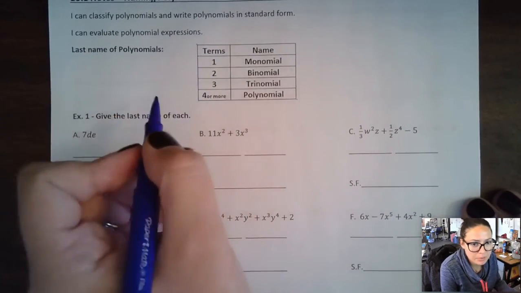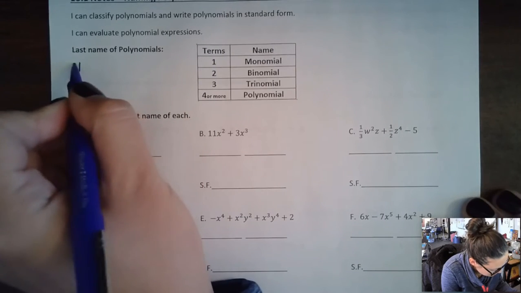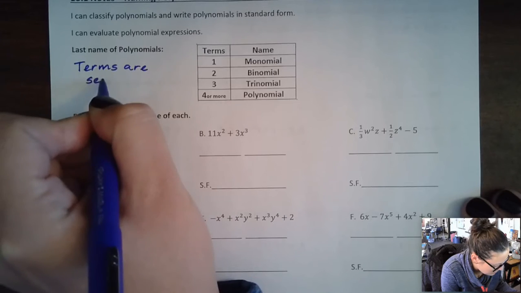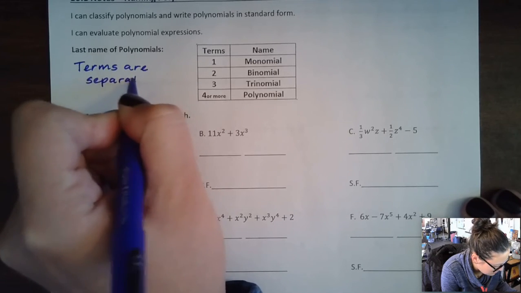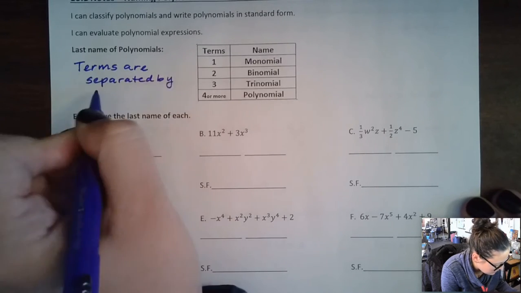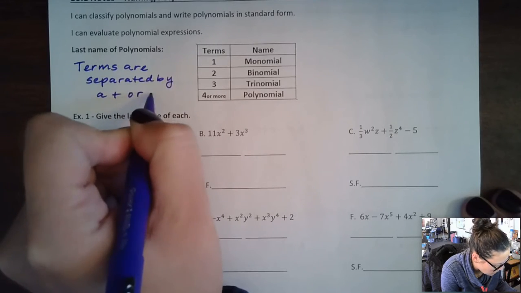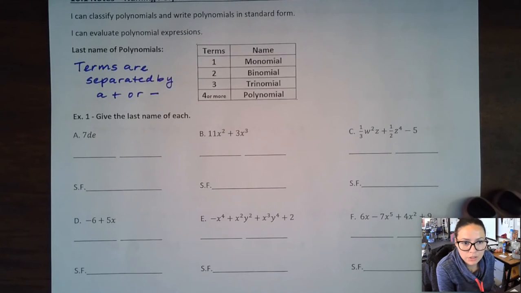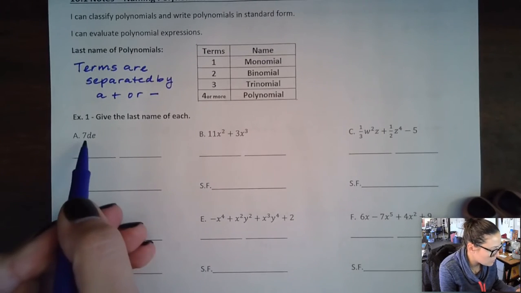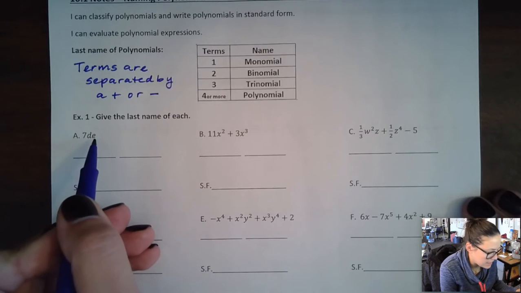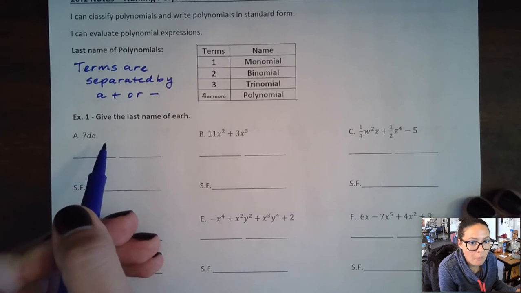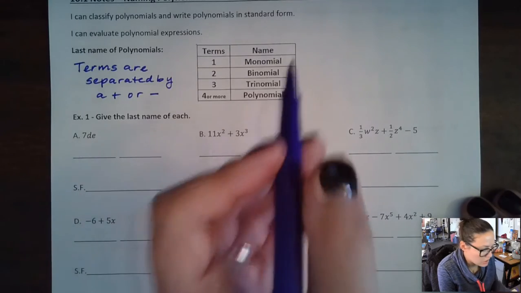Terms are separated by a plus or a minus. So every time you see a plus or a minus, you know that we've started a new term. So let's look at A, 7DE. Is there a plus or minus sign anywhere? No. That means there's only one term.